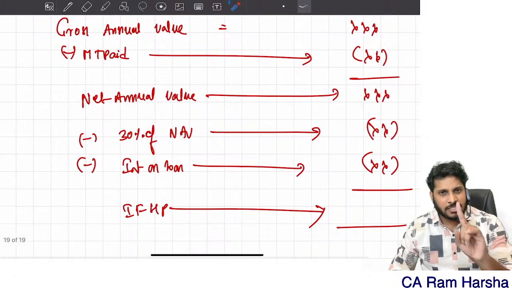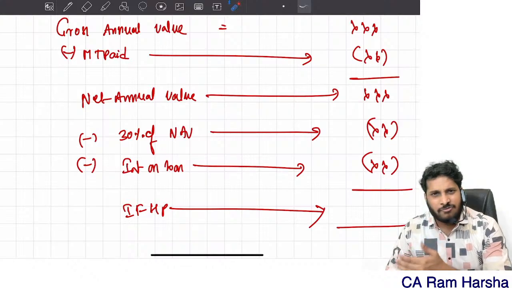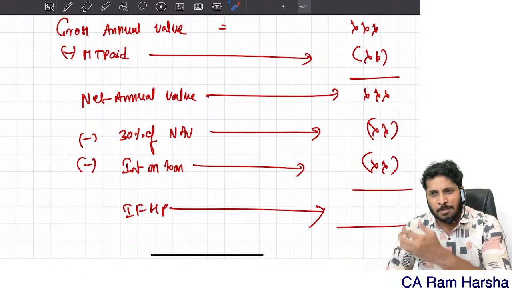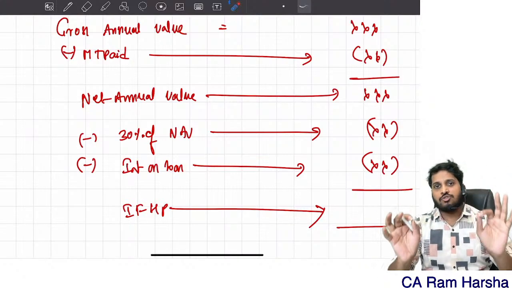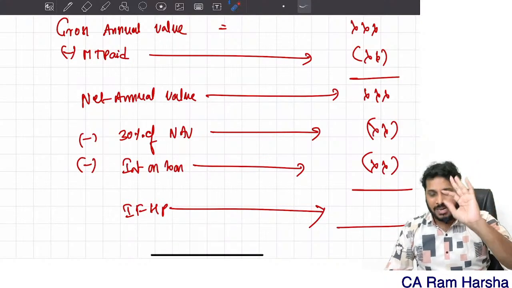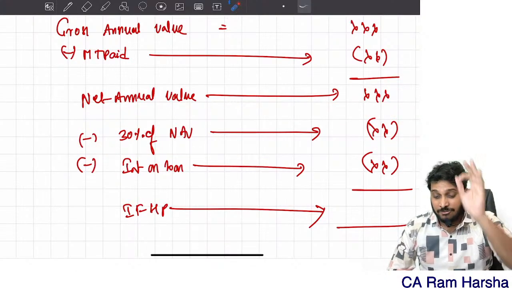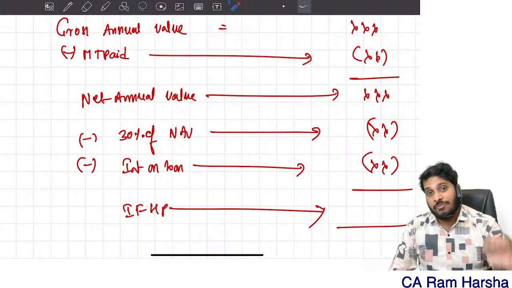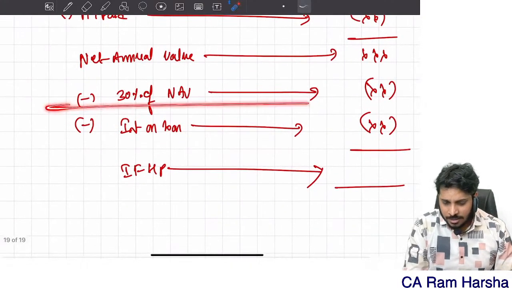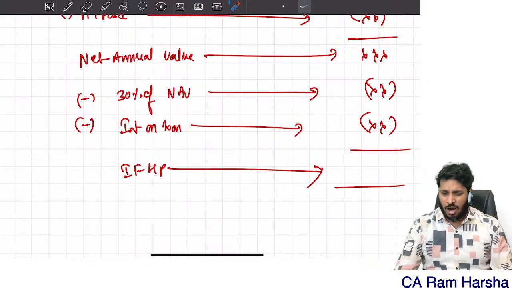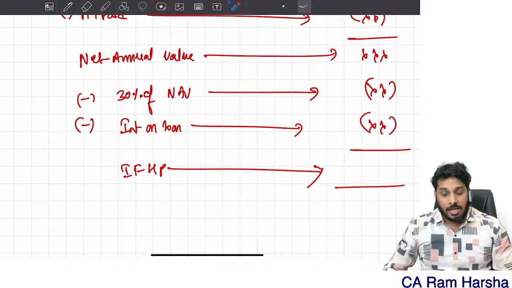30% of NAV. First deduction from NAV is 30%. Sir, I have repairs and maintenance expense, fire insurance premium, building insurance, painting expense. That doesn't matter. Per house property, you will be given only one deduction, flat 30% of NAV. On NAV, multiply with 30%, that amount you will get as deduction. Very simple. There is another deduction.